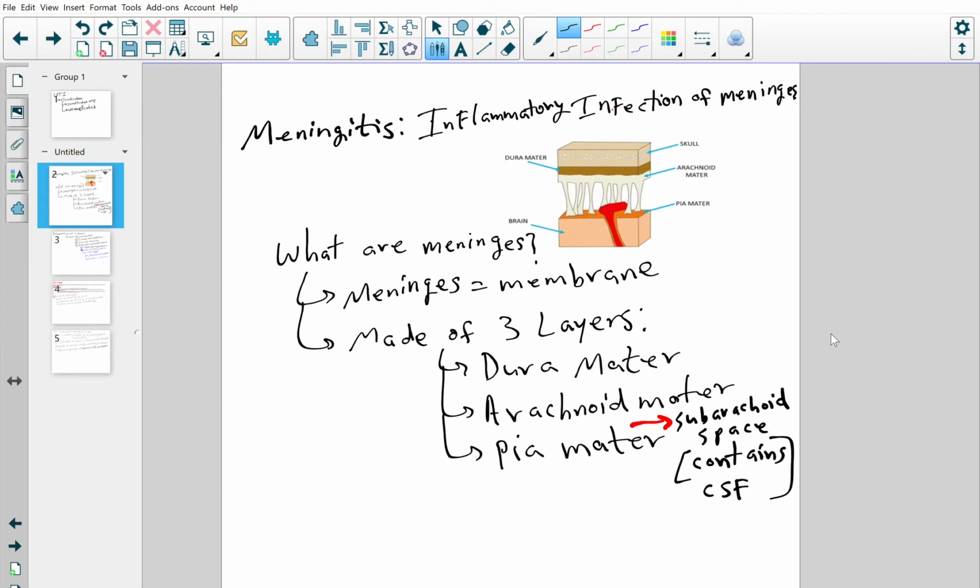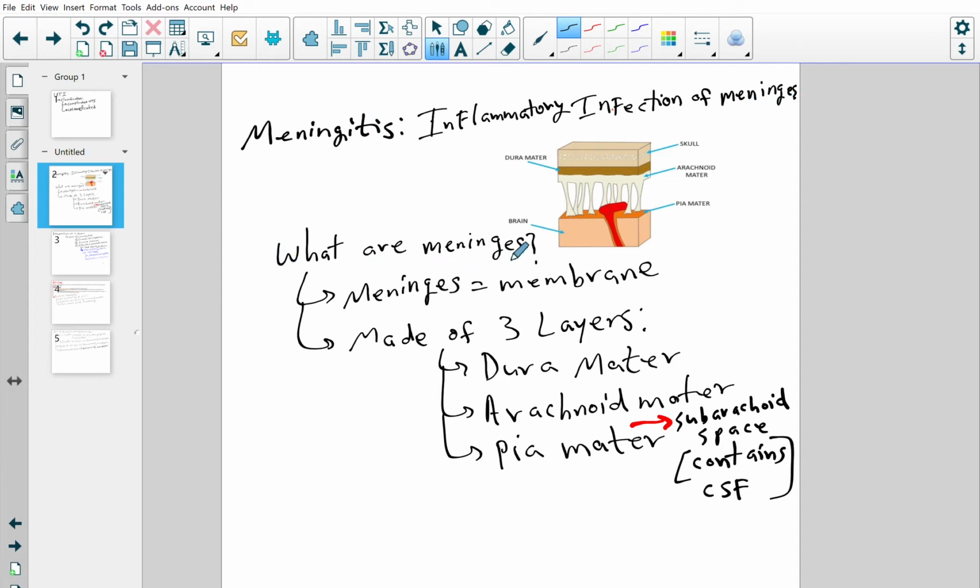So let's talk about meningitis. First of all, what is meningitis? Meningitis is an inflammatory infection of the meninges.